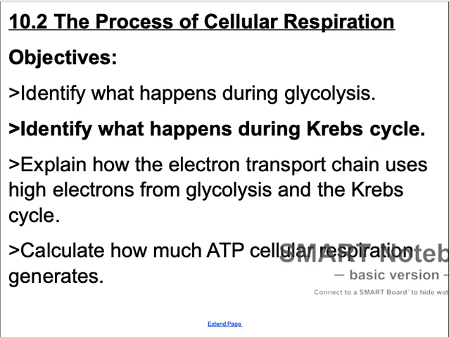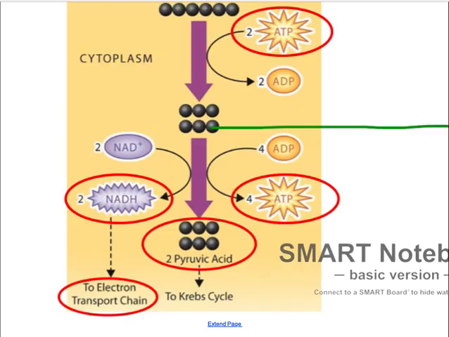All right, in this video lecture, I'm going to cover section 10.2, second stage, the Krebs cycle. So, if I'm just going to backtrack here, we went through glycolysis, where that is the first step in cellular respiration. It occurs in the cytoplasm of the cell. We are going to take glucose and cut it in half and end up with 2 molecules of pyruvate.